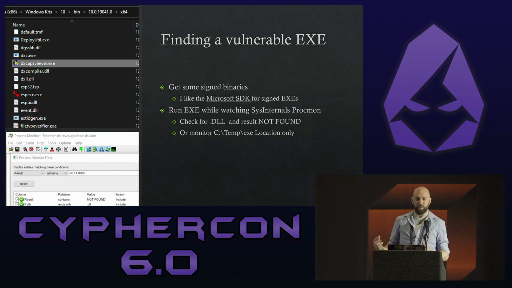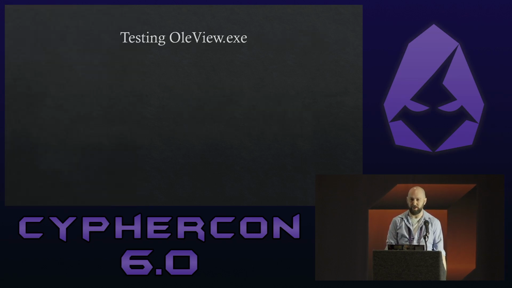The way I typically go about this, I run the exe I want to use, and then watch it with the Sysinternals tool procmon, Process Monitor, right? So check for DLLs, check for result not found, right? Or I like to just monitor a specific directory and copy the exes into that directory to see everything that it's about to do, right? So we are going to do that, and we're going to test it with the Microsoft signed binary OLE view. There's a couple of reasons for this. It's a really good example case because it does a few things that make it clearer, I think, but still teach us the process.